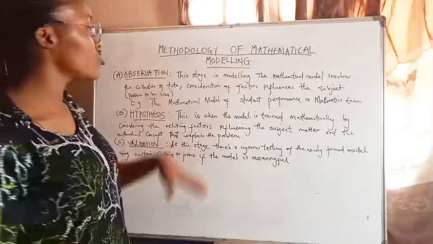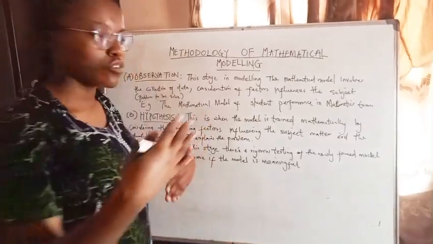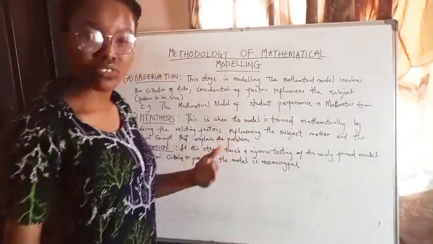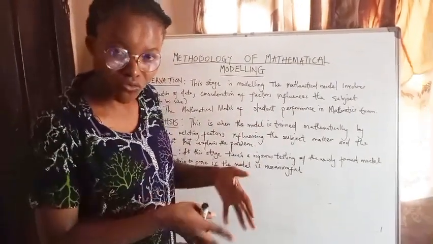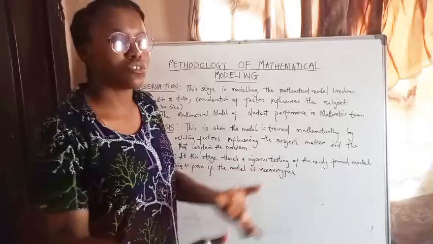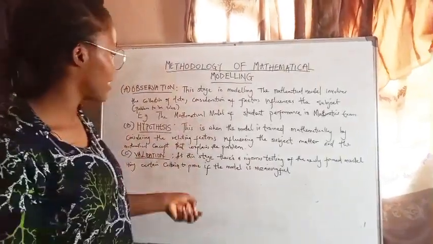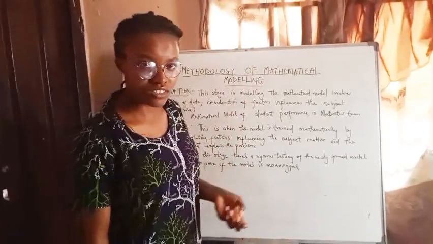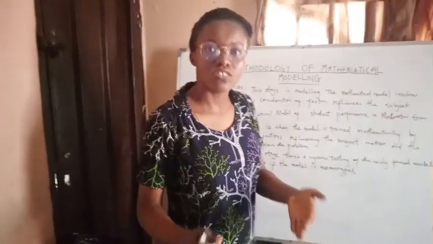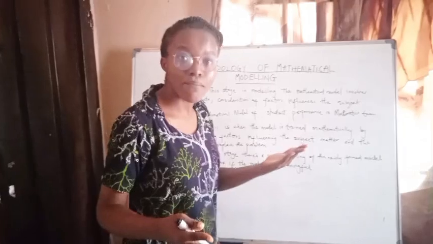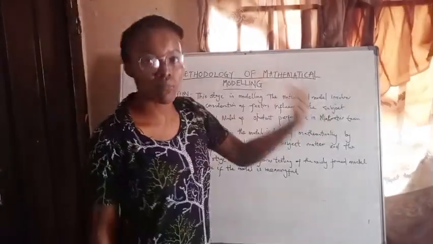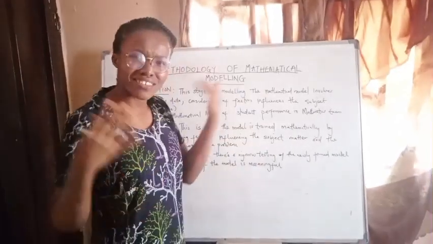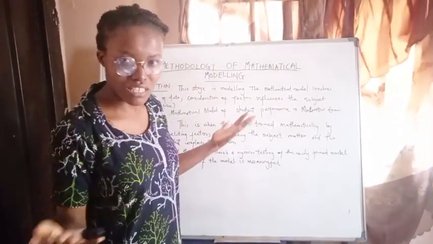So our observation stage involves rigorous collection of data. You collect your data and you consider the factors influencing the problem you're about to solve, the problem you're about to model. So you collect the data and you observe, you consider the factors affecting them. An example is forming a mathematical model that has to do with student performance in a mathematics exam. You have to think through, what are these things affecting student performance in mathematics?